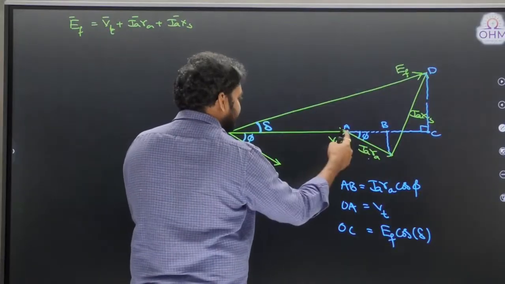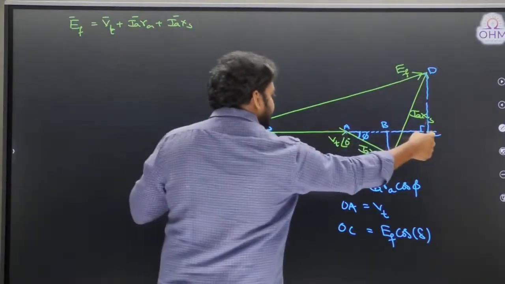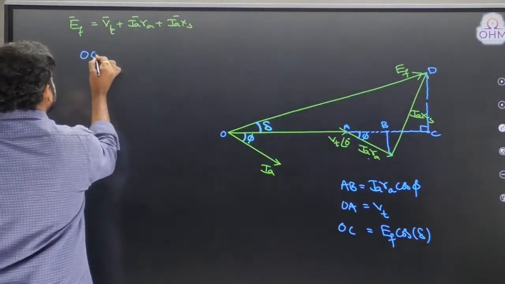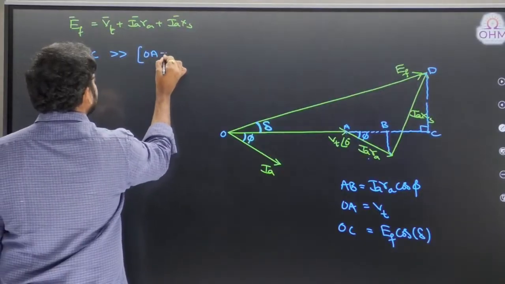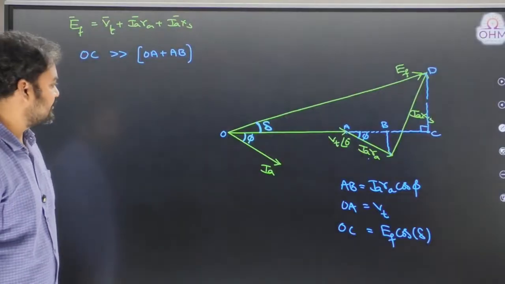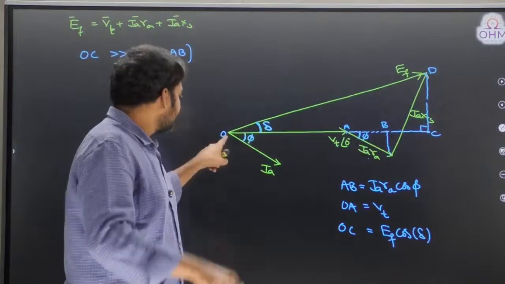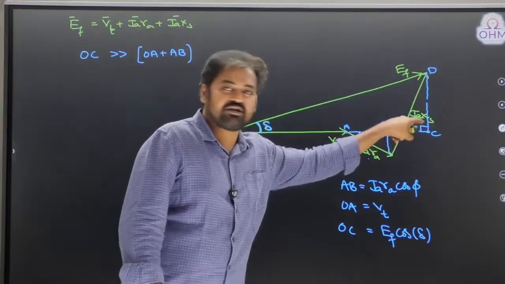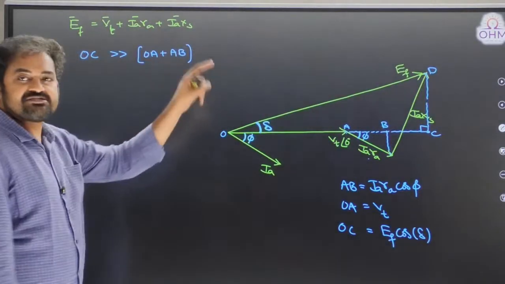Is it not VT plus IA RA cos phi? Okay. And what is this OC length? EF cos delta. So can I write the length OC is greater than the length of OA plus AB together? Please try to understand the right-angled triangle. This total length OC is greater than the sum of OA plus AB, because this BC is the extra length, right or not? So I can write OC length is greater than OA plus AB length.